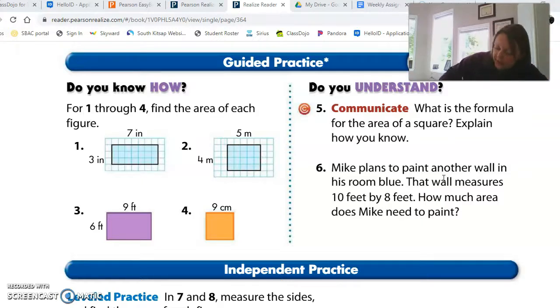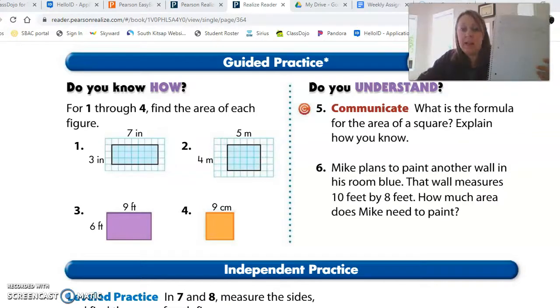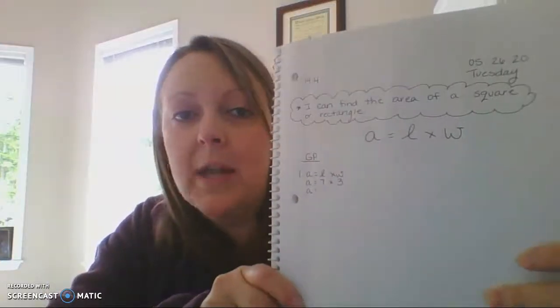So number 1 is area equals, I'm so sorry, I almost wrote down the wrong thing. Length times width. Now I'm going to fill that in. So area equals 7 times 3. And really, you can write it either direction, but it's a good habit to get in to go length, side to side, times width, up and down. So my paper looks like this.